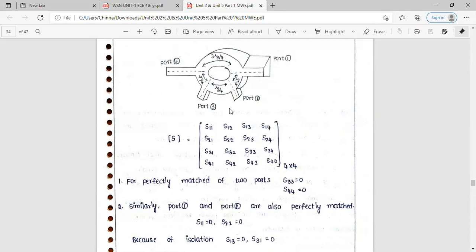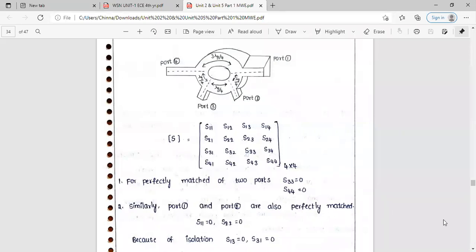Okay, this is also a perfectly matched two ports, port 3 and port 4. So S33 is equal to 0, S44 is equal to 0. So it is a 4x4 network. We are using the scattering matrix as a 4x4. And similarly, port 1 and port 2 are also perfectly matched. So S11 is equal to 0, S22 is equal to 0.